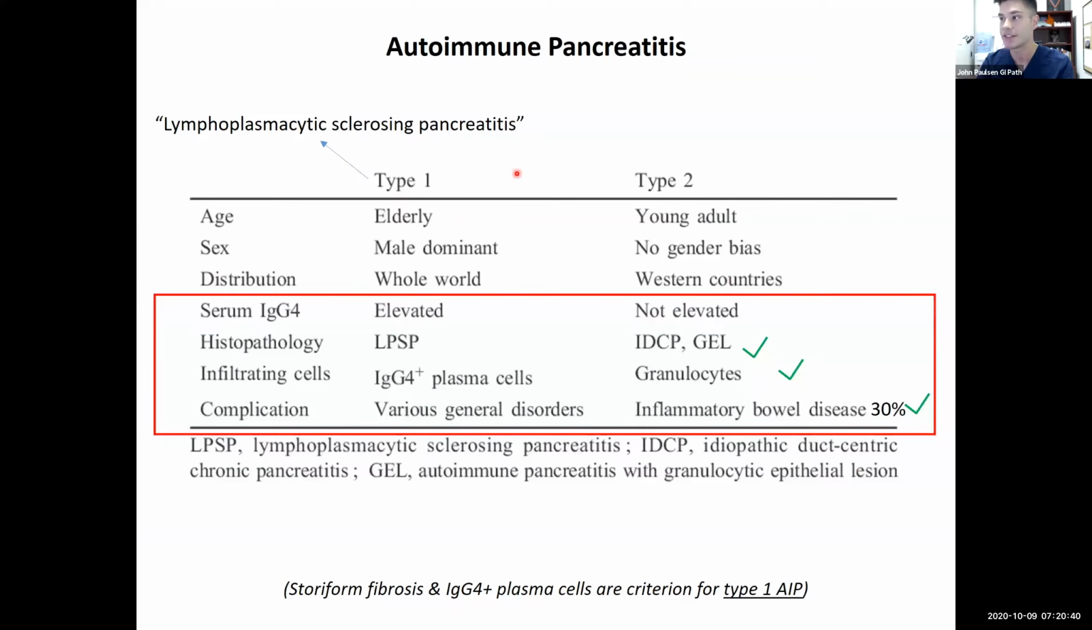So just to get our bearings for autoimmune pancreatitis, there are 2 types. Type 1 is the prototype one we think about, has the IgG4 association, has the storiform fibrosis, and lots of plasma cells. And type 2 is really a different creature. It's what we're seeing here with the GELs, the neutrophils, and association with IBD.